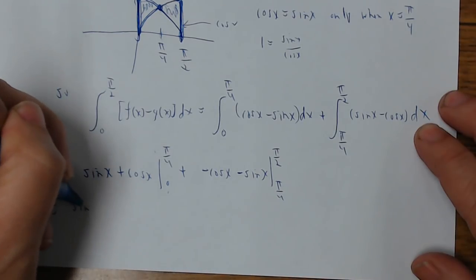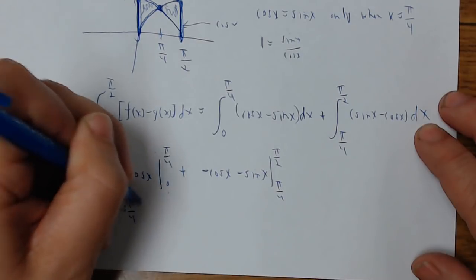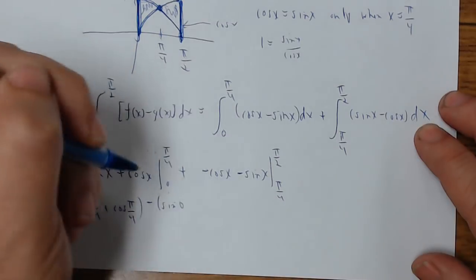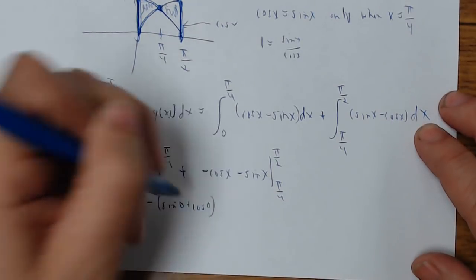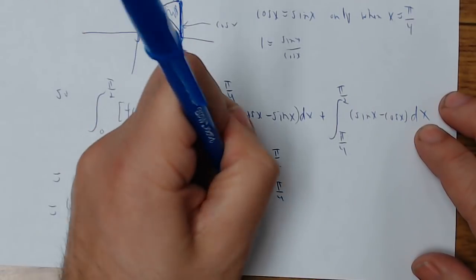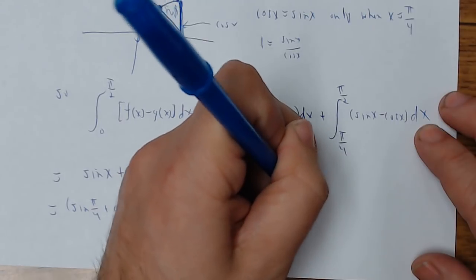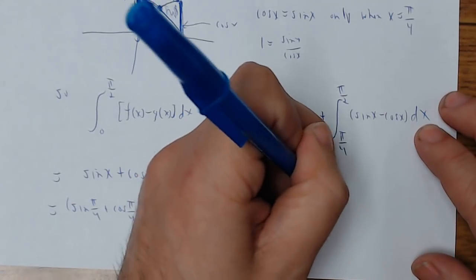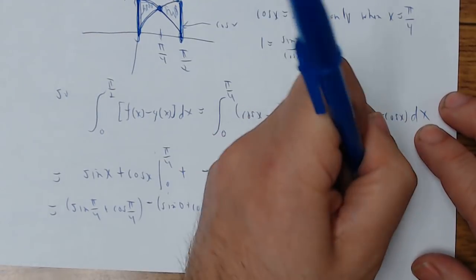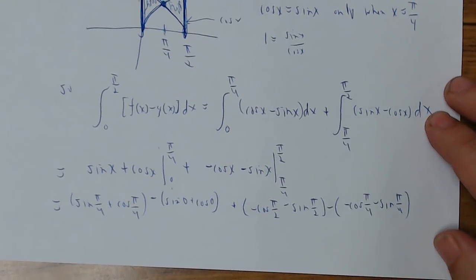So we get sine of pi over 4 plus cosine of pi over 4 minus sine of 0 plus cosine of 0. So that is that guy. And then we would say plus negative cosine of pi over 2 minus sine of pi over 2 minus negative cosine of pi over 4 minus sine of pi over 4. Okay, and now we just go ahead and evaluate this.